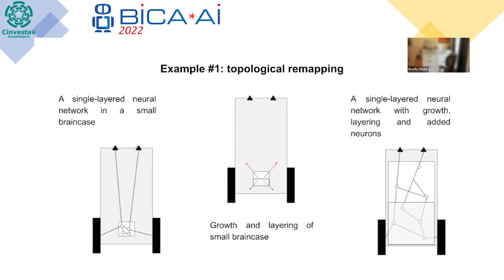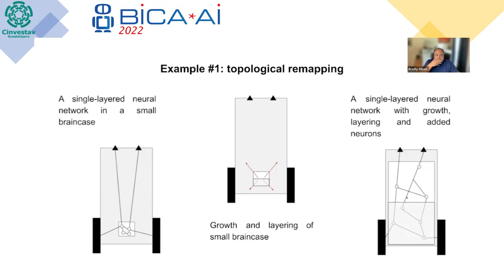So the first one is this topological remapping in a Braitenberg vehicle. If you're familiar with Braitenberg vehicles, they're these toy models of the brain, but they're also robotic models. In this case, we have a brain case that's scaled relative to the body. We start out with a single layer, a small brain case, and it's just a mapping between the sensor and effector here. Then in the second example, this brain case becomes layered, and then it starts to grow out. So it becomes larger relative to the body size.